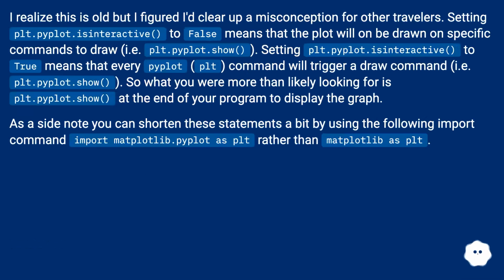I realize this is old, but I figured I'd clear up a misconception for other travelers. Setting plt.pyplot.isInteractive to false means that the plot will only be drawn on specific commands to draw, i.e. plt.pyplot.show. Setting plt.pyplot.isInteractive to true means that every pyplot (plt) command will trigger a draw command, i.e. plt.pyplot.show. So what you were more than likely looking for is plt.pyplot.show at the end of your program to display the graph. As a side note, you can shorten these statements a bit by using the following import command: import matplotlib.pyplot as plt rather than matplotlib as plt.